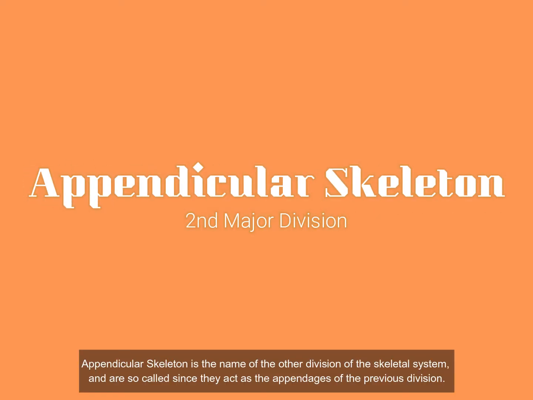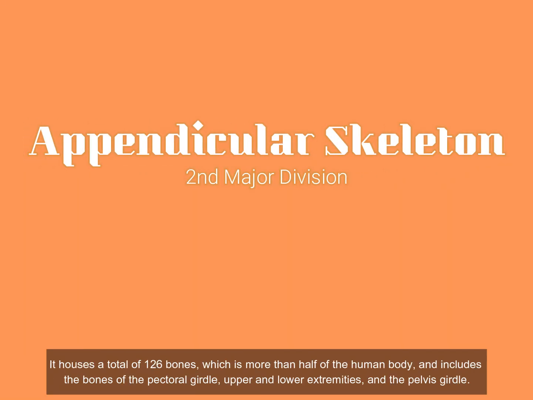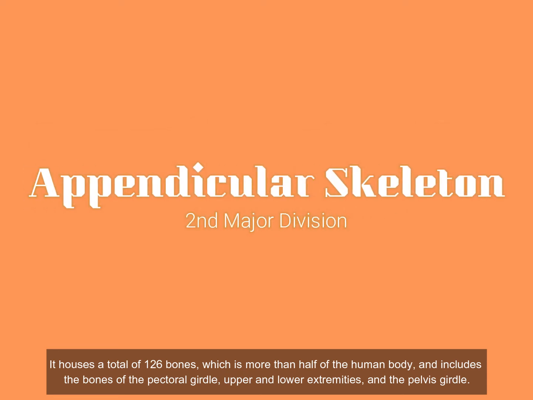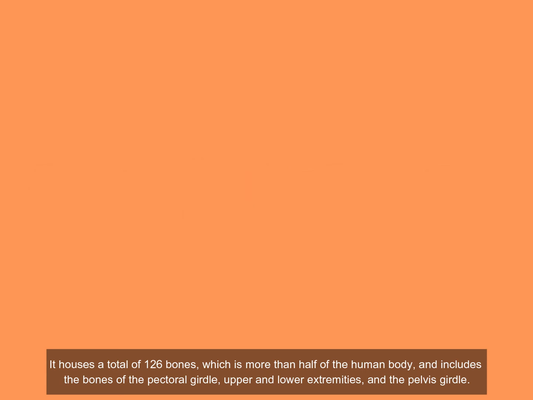Appendicular skeleton is the name of the other division of the skeletal system, and is so called since it acts as the appendages of the previous division. It houses a total of 126 bones, which is more than half of the human body and includes the bones of the pectoral girdle, upper and lower extremities, and the pelvic girdle.